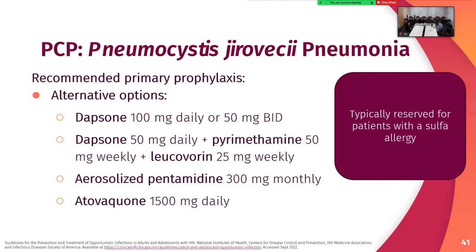And then we also have atovaquone. Atovaquone is associated with more adverse effects, and it's a lot more expensive, and the patients typically don't like taking it because it's this light yellow color and doesn't taste very good, but it is available and could be used if a patient can't take Bactrim or they can't take dapsone.